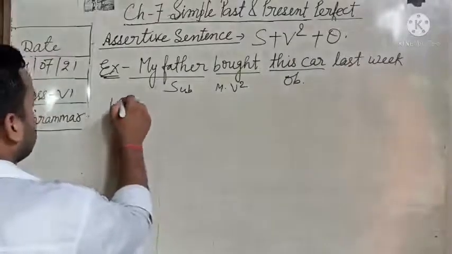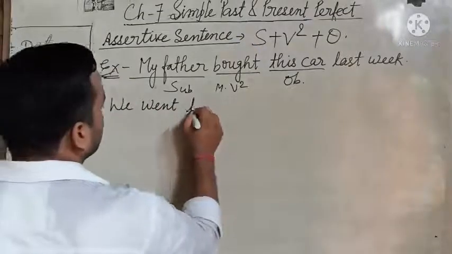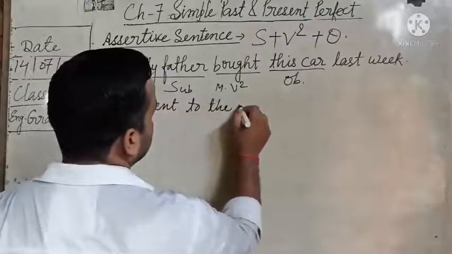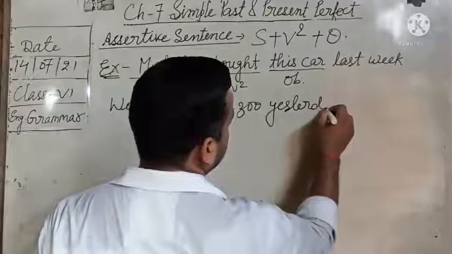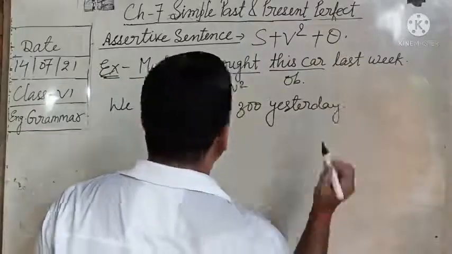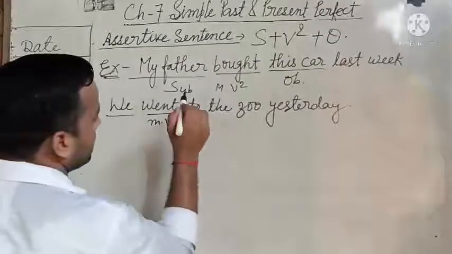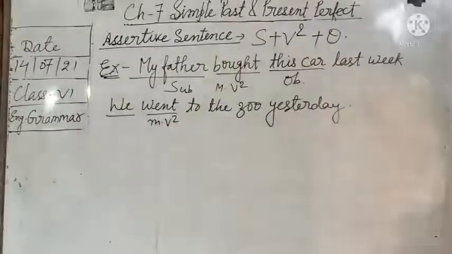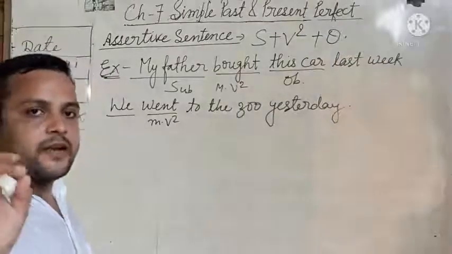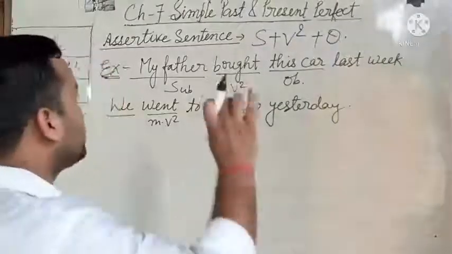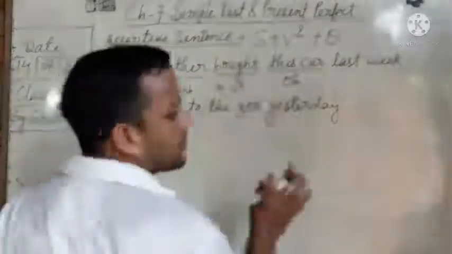See another example. We went to the zoo yesterday. We went to the zoo yesterday. We is the subject, then it is the main verb second form, and then object, and then another word. So always keep this in your mind, very important, that when the sentence is assertive, we never use did and we use the main verb second form.